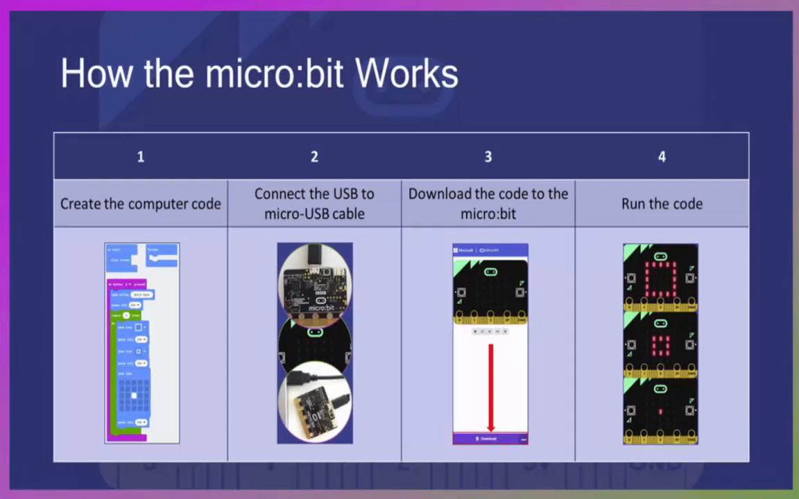How does the microbit work? First of all, you start by creating the computer code on the MakeCode website. Then you connect the USB to micro USB cable to the microbit. You will download the code to the microbit from your computer. If you're using an emulator, you will not have to download the code to the microbit, and then you will run the code.